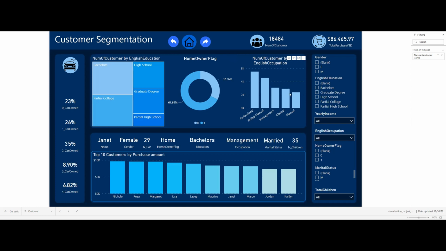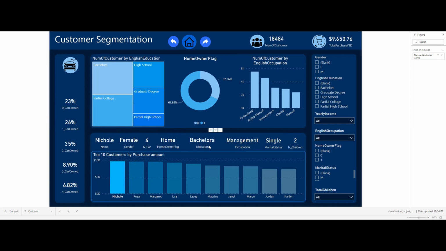This is the number of customers by their occupation. Like I told you, I chose the customer data from the Adventure Works DW 2019, so it already has English occupation for us. And this is the top 10 customers by purchase amount. I put this as the indicators, so when we click on each customer, like Nicola, we get the information of that customer.